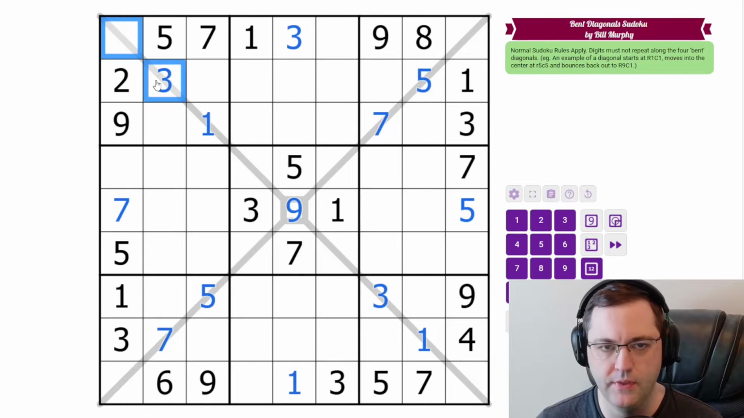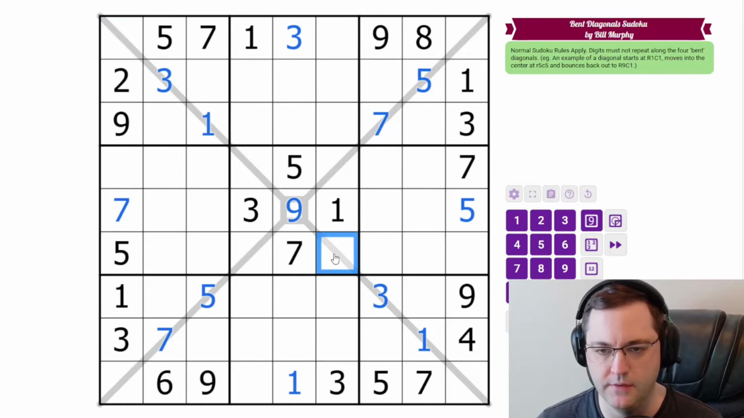I'm going to use that fact that we talked about, that these 4 cells are the same as these 4 cells, and see where that gets us. So let's look at the edge cells for now. We've got all of the odd digits. They're not in the corners.